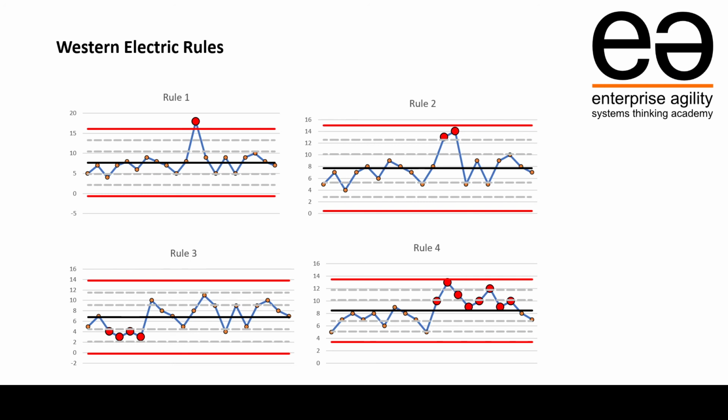So that's our 4 rules. The Western Electric rules, and remember there's also the Nelson rules. Link coming up any moment now, and there's also a link to Deming's funnel experiment.